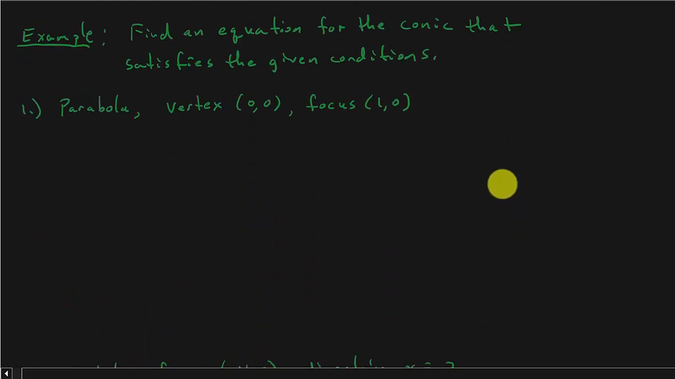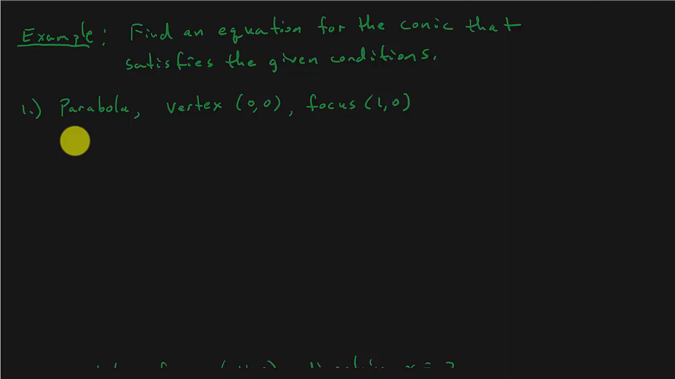So we're done with graphing, so now we're finding equations. Find an equation for the conic that satisfies the given conditions. So this is a parabola, vertex 0, 0, focus 1, 0. All right, so we know what the equations of the parabola are. We have y squared is equal to 4px, or x squared is equal to 4py.